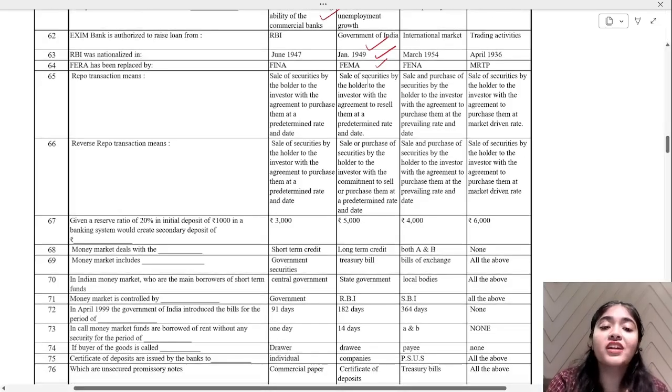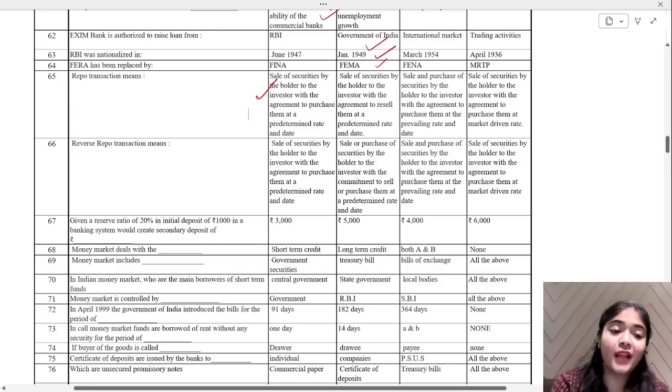Now, repo transaction means sale of securities by the holder to investor with the agreement to purchase them at a predetermined rate and date, or sale of securities by holder to investor with the agreement to resale them at a predetermined rate and date. Sale and purchase of securities by the holder to the investor with the agreement to purchase them at a prevailing rate and date, or sale of securities by holder to investor with the agreement to purchase them at a market driven rate. So what do you think is the correct one? Yes, sale of securities by the holder to investor with the agreement to purchase them at a predetermined rate.